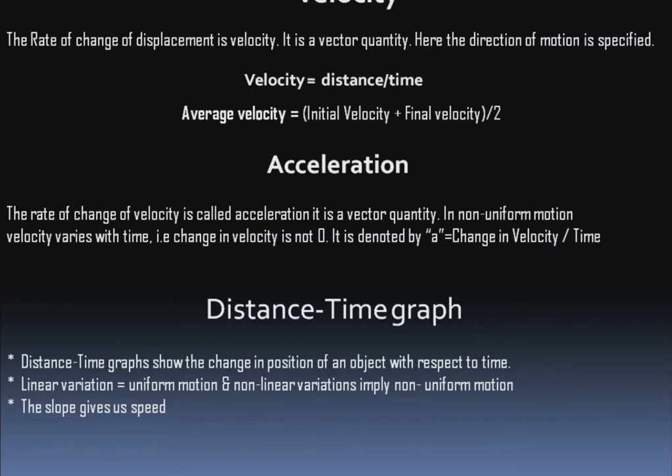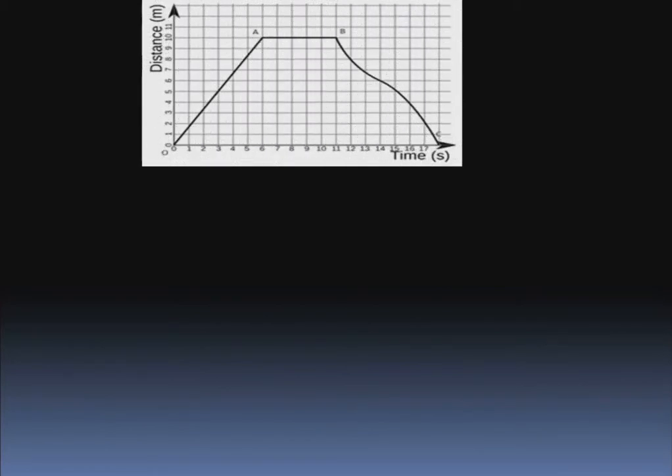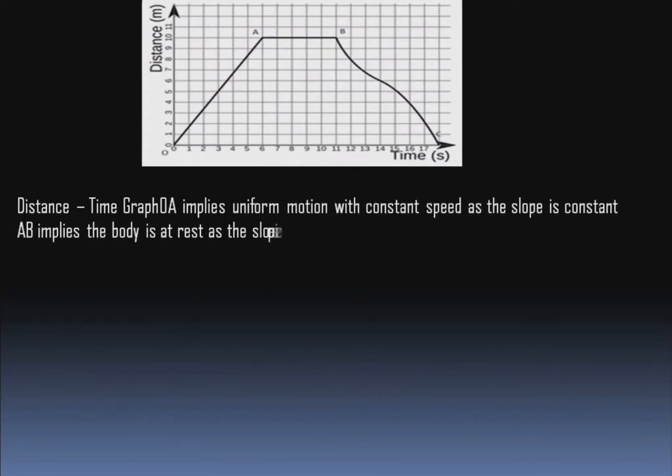Distance time graph. So distance time graph shows the change in position of an object with respect to time. Linear variation is equal to uniform motion, and non-linear variation implies non-uniform motion. The slope gives us speed. So you can see in this figure, this is a distance time graph where OA implies uniform motion with constant speed as the slope is constant. AB implies the body is at rest as the slope is 0. B to C is a non-uniform motion.